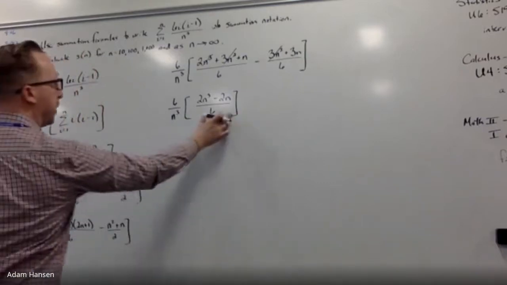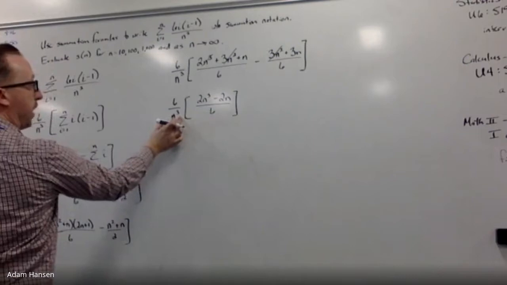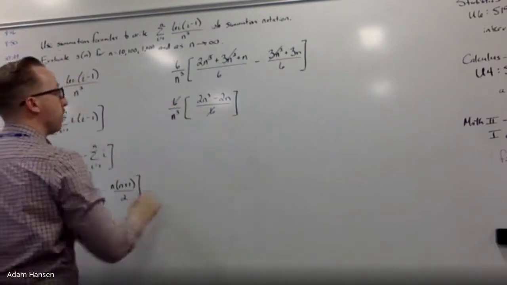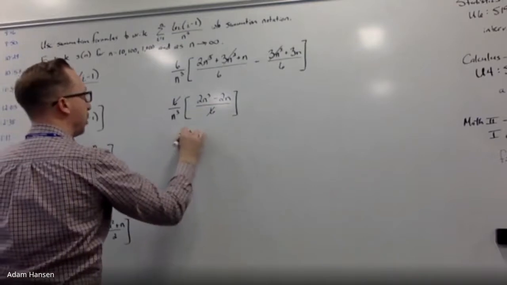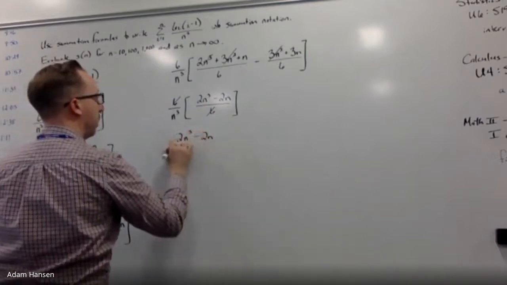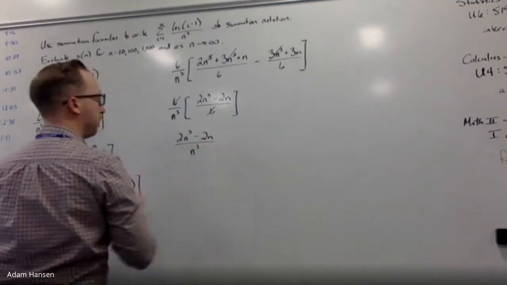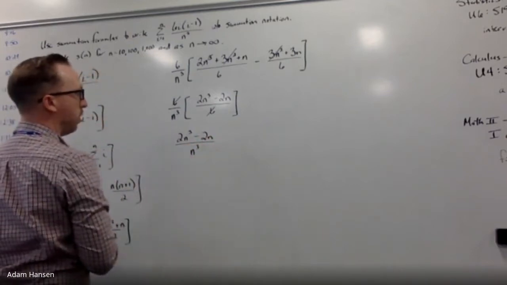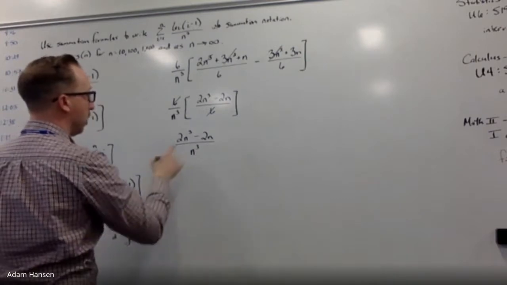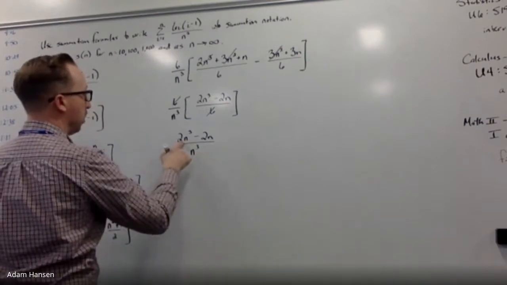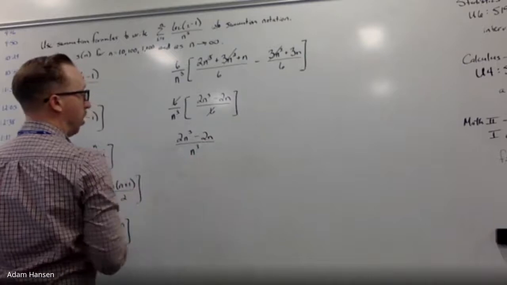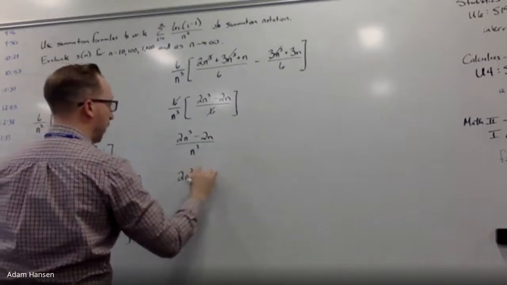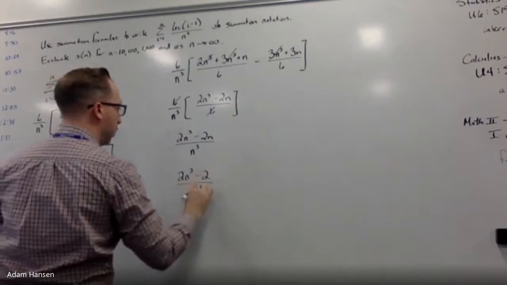Now I can multiply this expression times 6 over n cubed, what I factored out in front first. The 6's cancel out. Leaves me (2n cubed minus 2n) over n cubed. I can divide everything by a factor of n. 2n cubed, 2n, and n cubed all share a common factor of n. So (2n squared minus 2) over n squared.